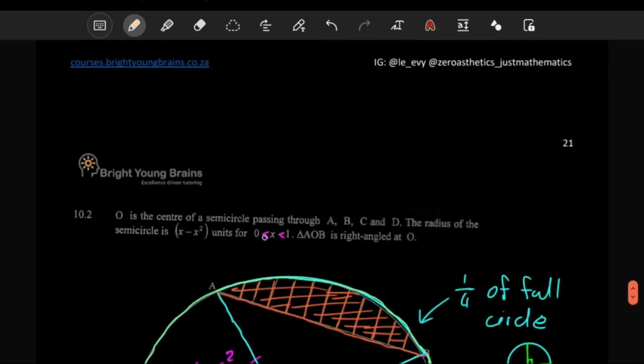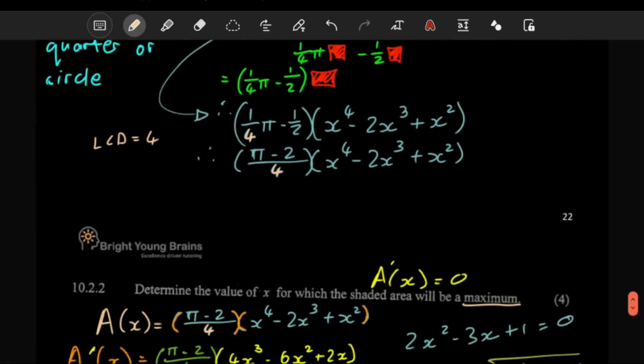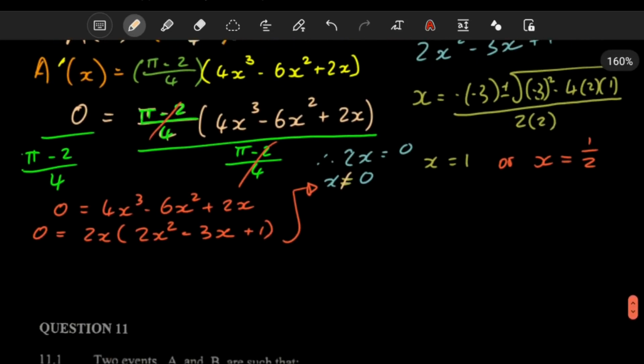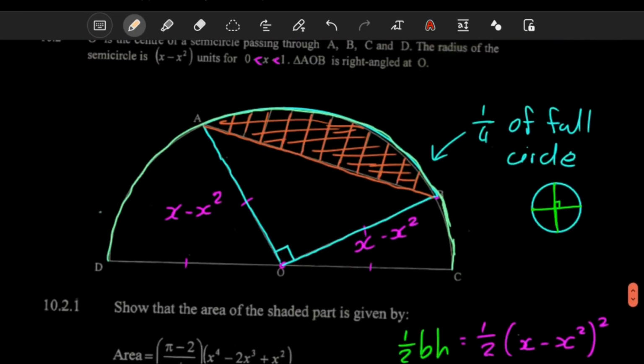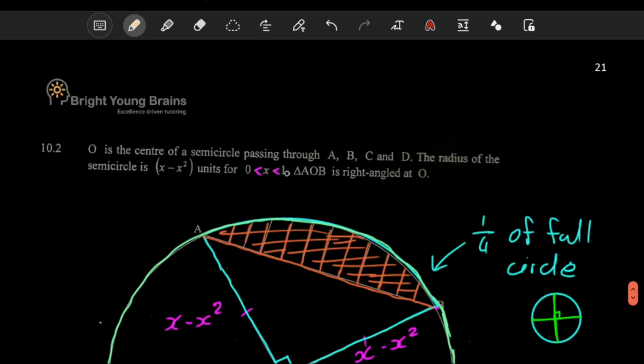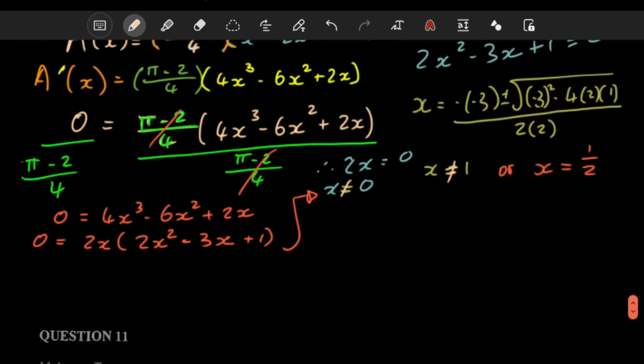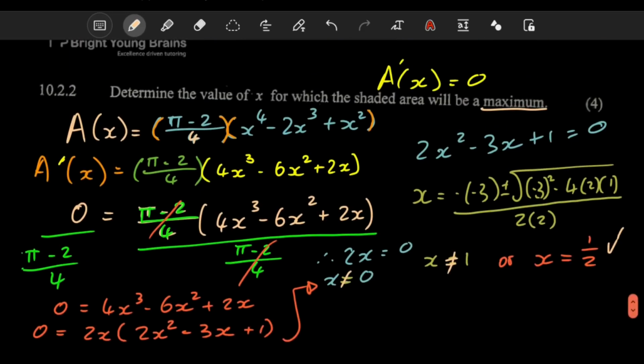You see, x has to be bigger than 0 and smaller than 1. So x cannot be equal to 0. X here can also not be equal to 1, because our value has to be smaller than 1. So the only value that's between 0 and 1 there is a half. So this is going to be the value that will result in us having a maximum area. It's going to be a half. And that is how you answer a question like this one.